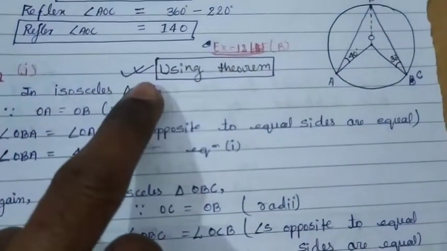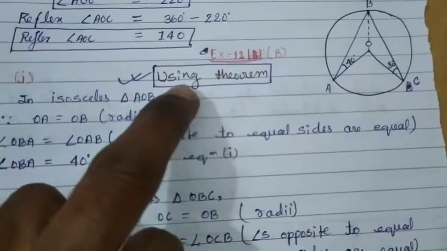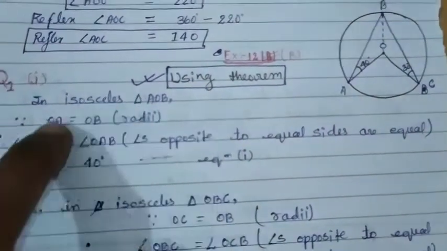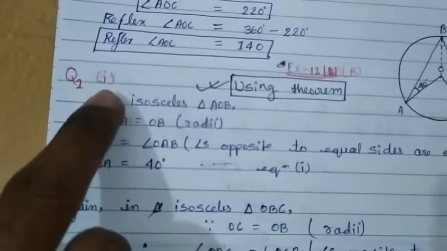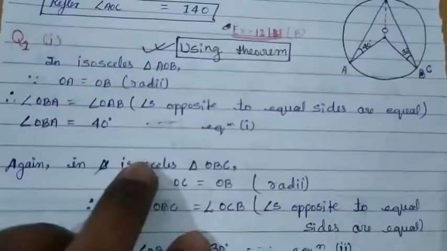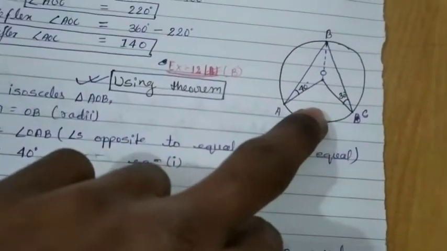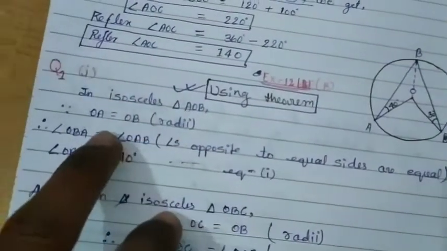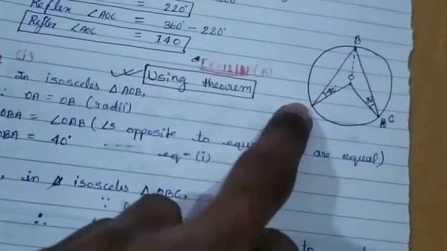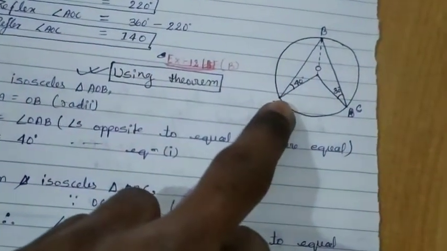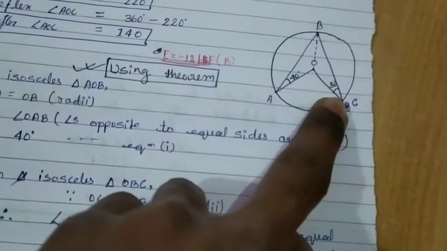So come to exercise 12B. Using this theorem, or you can say an application of the theorem, the very first question of the exercise, that is 1-1, asks you to find angle AOC. You can see it in your book. We have to use this theorem, and for this purpose you have to look at it carefully. You have to find angle AOC.